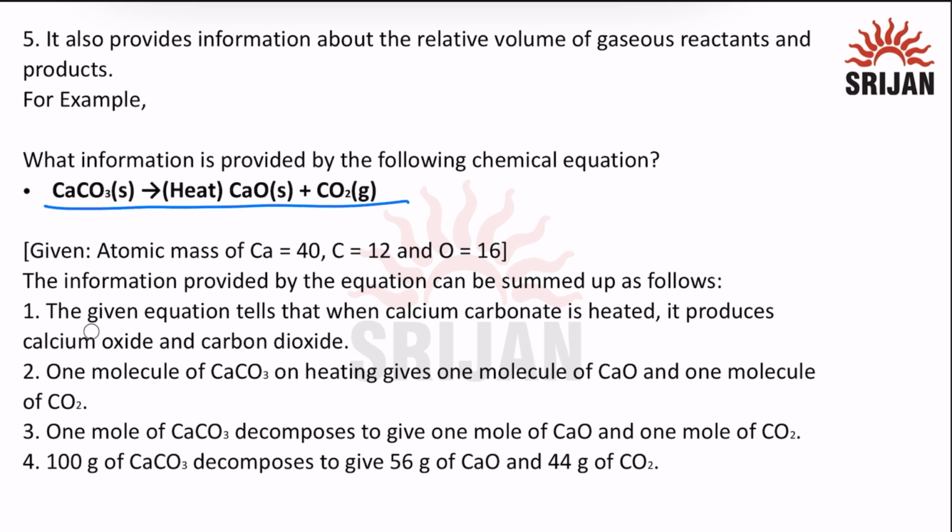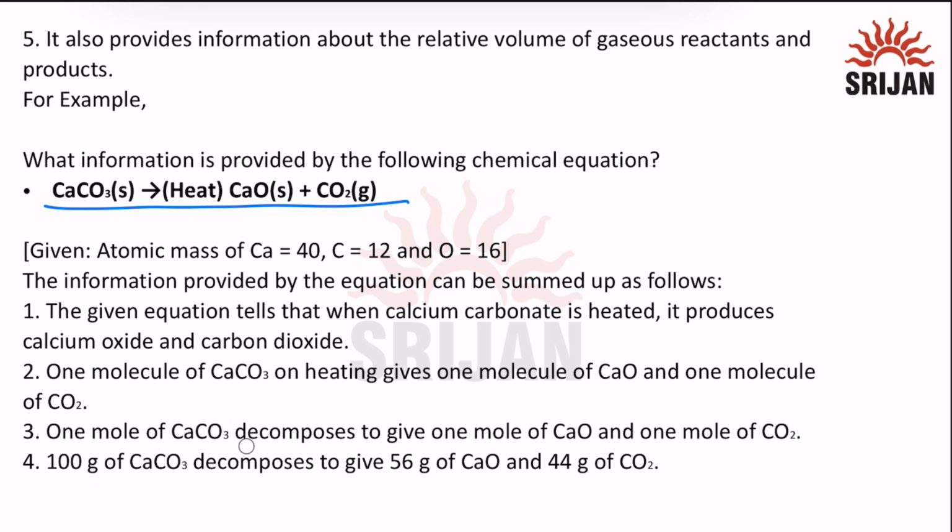What can we extract from this equation? First of all, the given equation tells us that when calcium carbonate is heated, it produces calcium oxide and carbon dioxide. We know that by looking at the equation. It does not provide anything else. It does not make anything else. Second point, one molecule of calcium carbonate on heating gives one molecule of calcium oxide and one molecule of carbon dioxide. But for that, this equation has to be balanced. You cannot say this on an unbalanced equation.